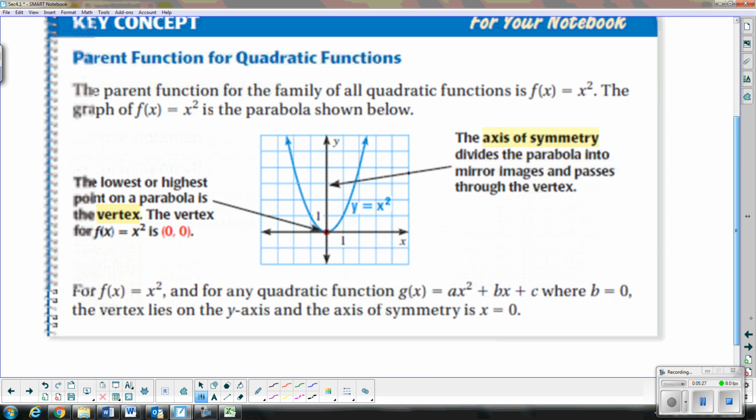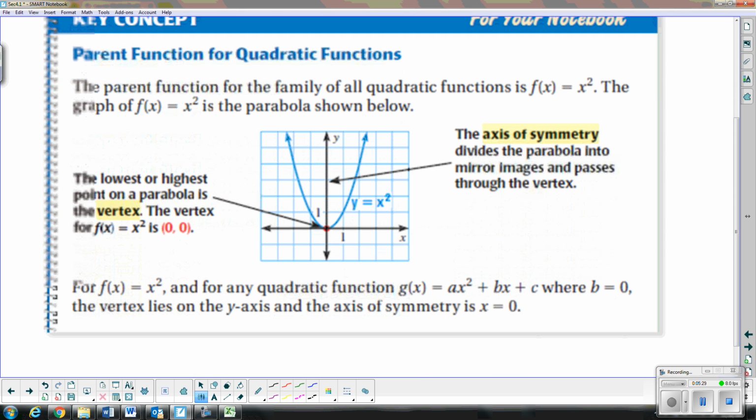Okay, looking at this next key concept that you have in your handouts, the axis of symmetry. In this graph, the y-axis would be your axis of symmetry. So that's when x equals 0. This vertex here is 0, 0. So x equals whatever the x coordinate of the vertex is. That is your axis of symmetry. So x equals 0 in this case.